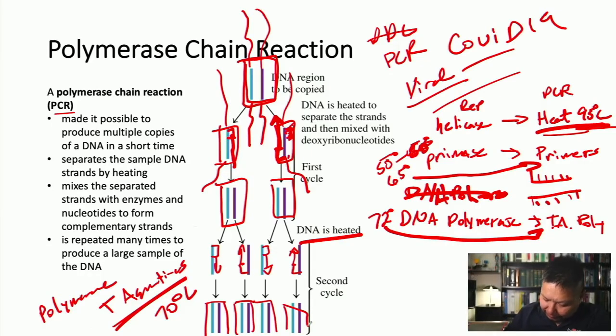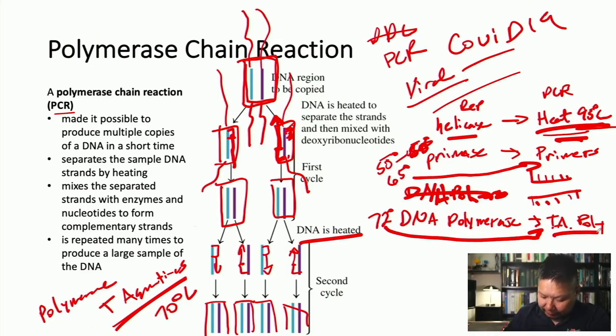So the thing I want you to remember about this is that in regular replication, we start out with a helicase to unzip the DNA. But in PCR, we heat it up to 95 degrees. We're able to do that because we're using T. aquaticus's polymerase, which is very heat stable.